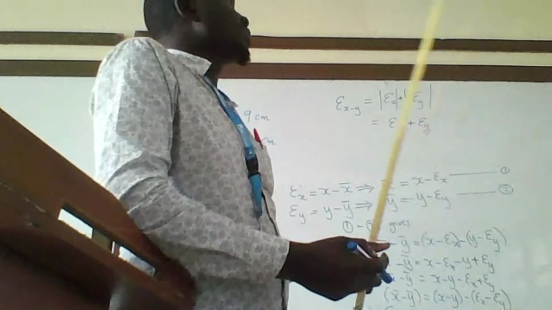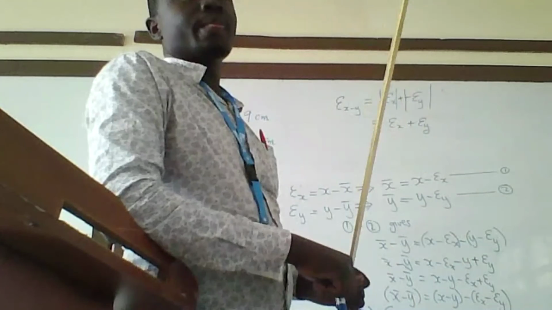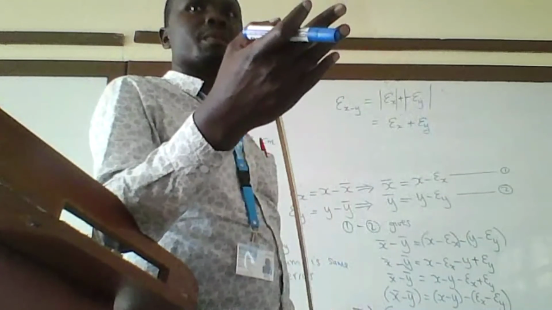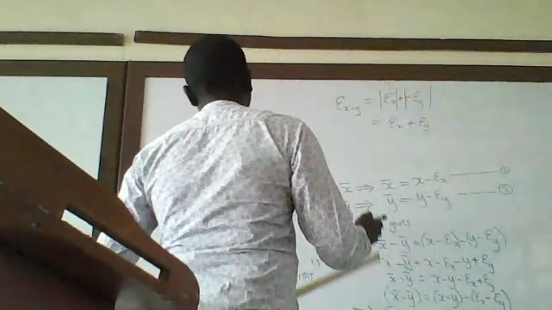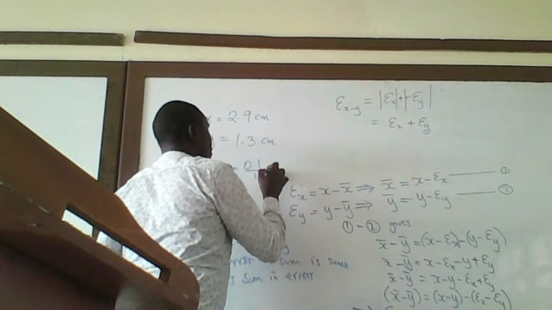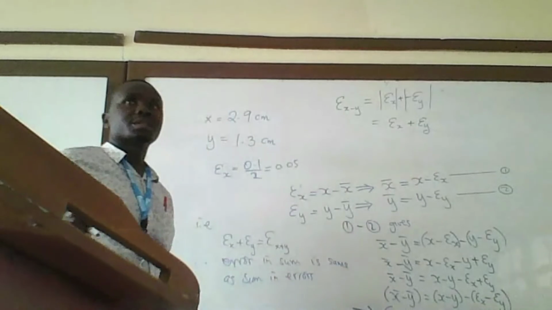What is the least unit of measurement in this measurement? 0.1. So then you usually take a half of the least unit of measurement. So the error here becomes a half of 0.1, which is 0.05 centimeters, plus or minus.